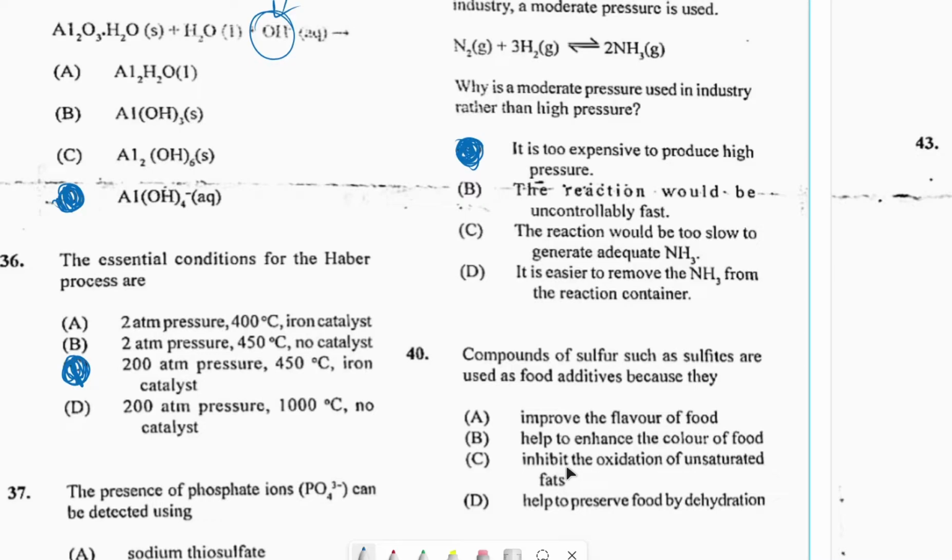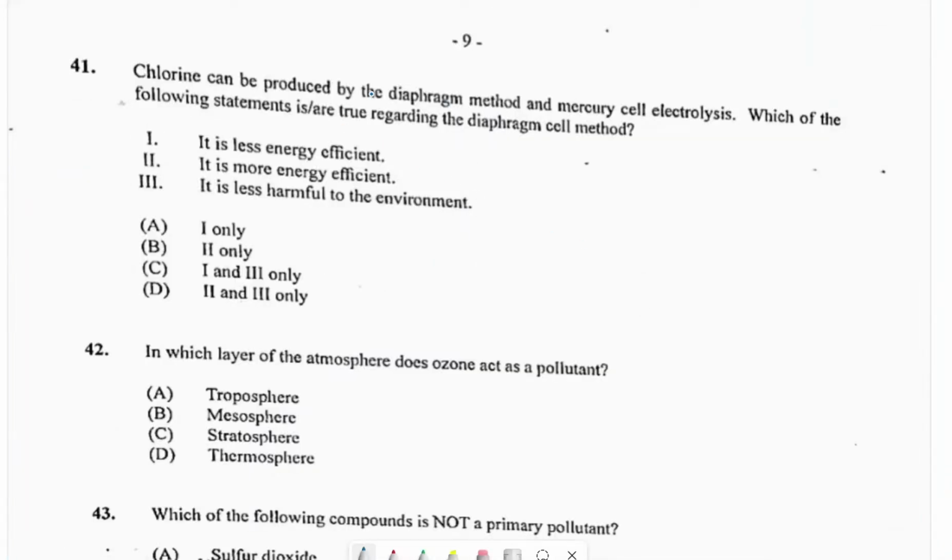It's easier to know. Compounds of sulfur, such as sulfites, are used as food additives because they inhibit oxidation. They act as antioxidants. Yeah. Chlorine can be produced by the diaphragm method and mercury cell electrolysis. Which of the following statements is or are true regarding the diaphragm cell method? It is less energy. No, that's not true. It's more energy efficient, yeah, and it's less harmful, yeah. 2 and 3. So D.